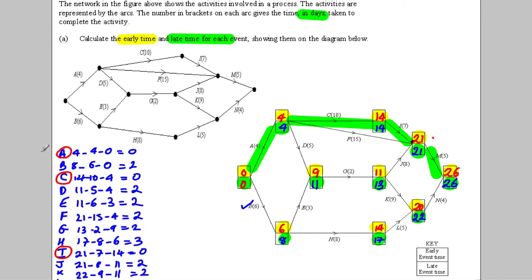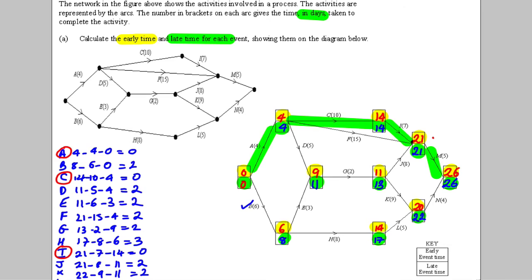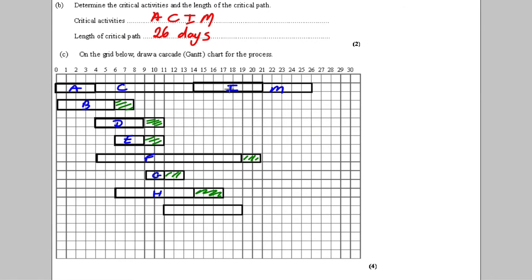So we need J, K, and L. So J, 11, 8 long to 19. So it goes 11 to 19. Hold on, let's go back to here. Sorry, I've just done A, B, C, H, I, J.